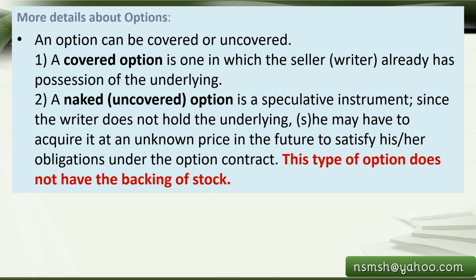Actually, a naked option is a speculative instrument, since the writer does not hold the underlying. He is selling without having anything in hand. Okay, that is the idea. It is a speculative option. He may have to acquire it at an unknown price in the future to satisfy his or her obligations under the option contract. This type of option does not have the backing of stock. So that is the naked option. So these are the differences.